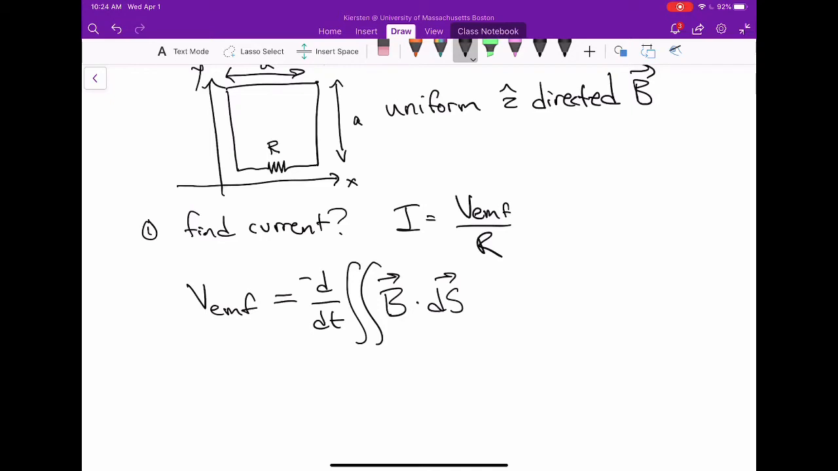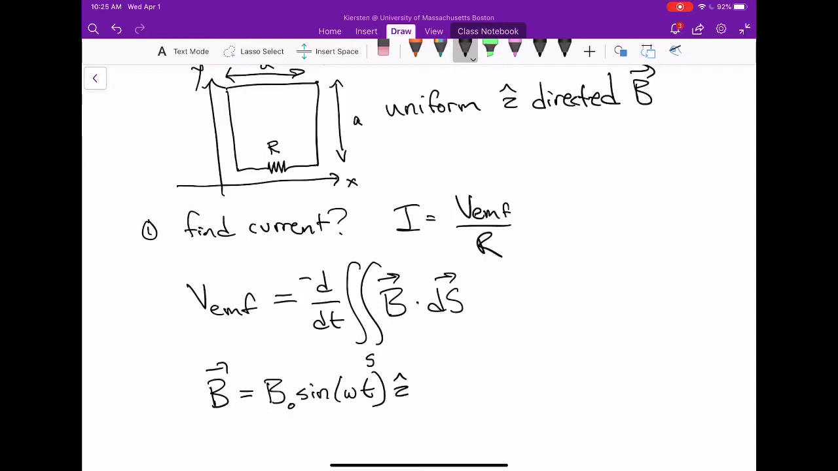So, the magnetic field that we have is equal to some amplitude constant B0 times sine of omega t, where omega is our radian frequency and t is time, as usual. And it's z-directed.